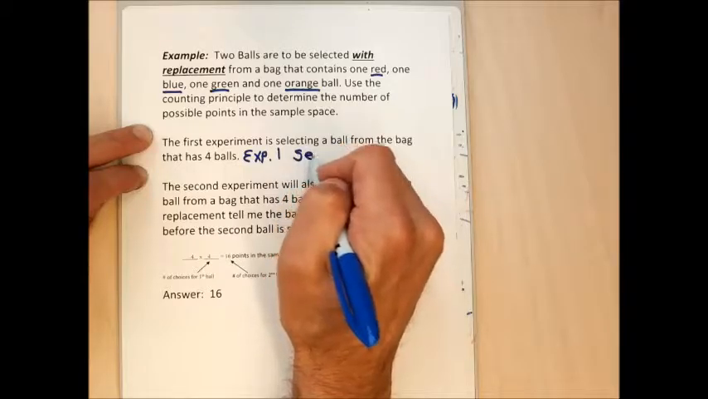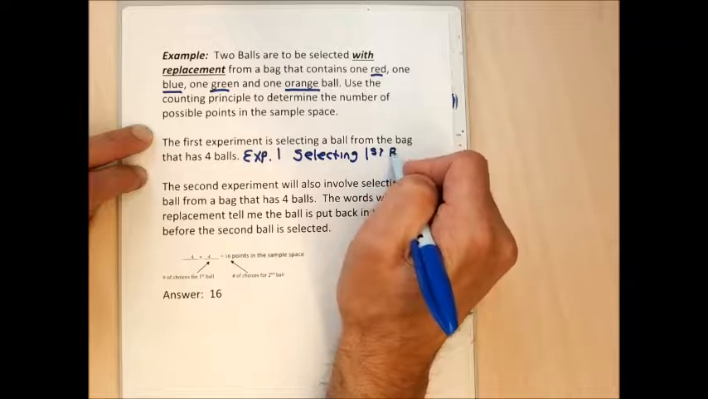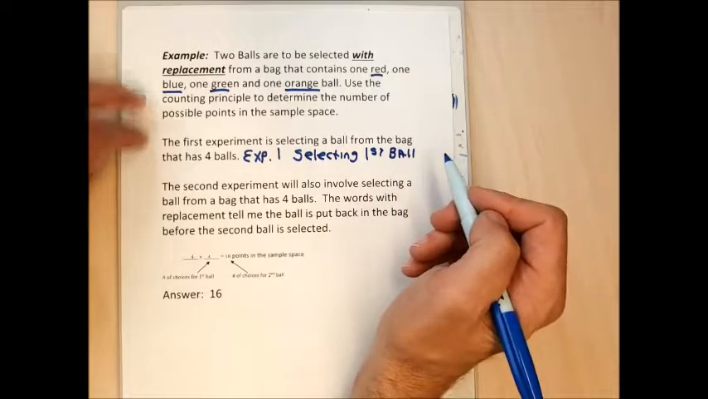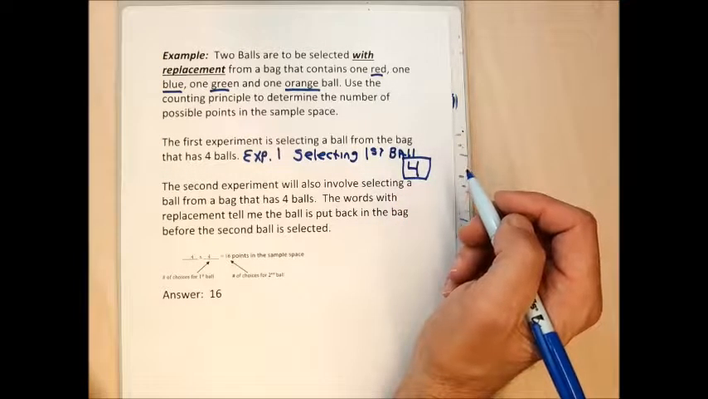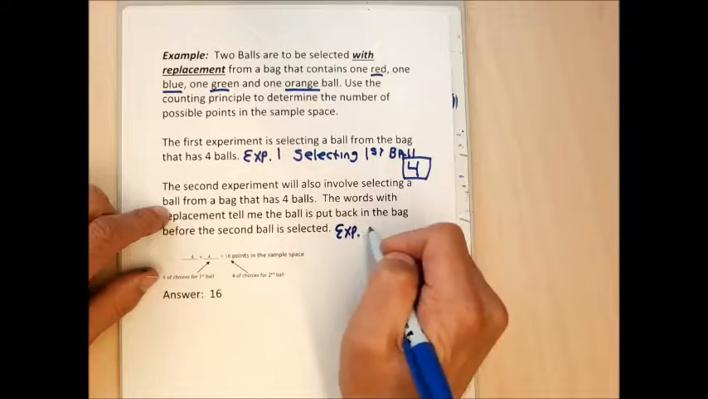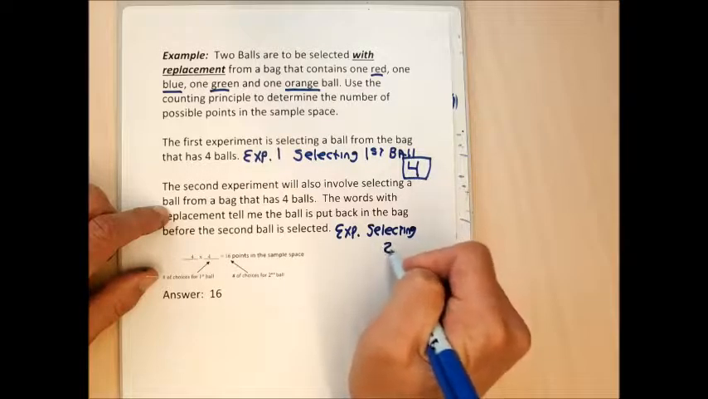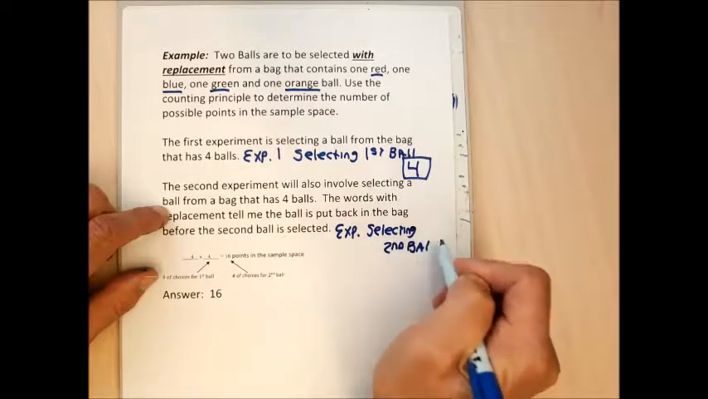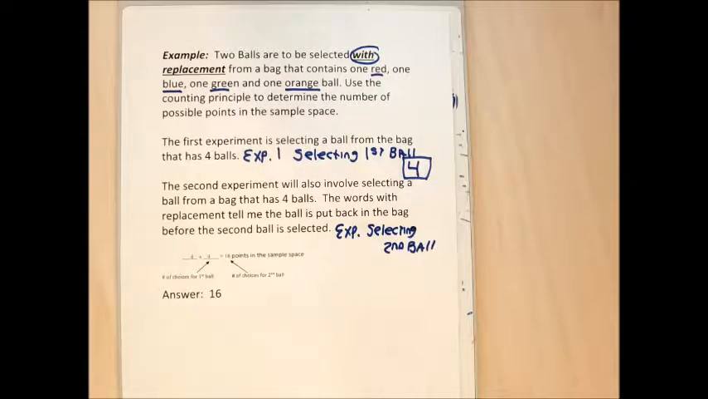So for experiment 1, it's just selecting the first ball. And just like the last example, this bag has 4 balls in it, so there's 4 possible outcomes for the first experiment. The second experiment, again, is selecting the second ball. But this word that says with replacement tells me that after I take the first ball out, I put it back.